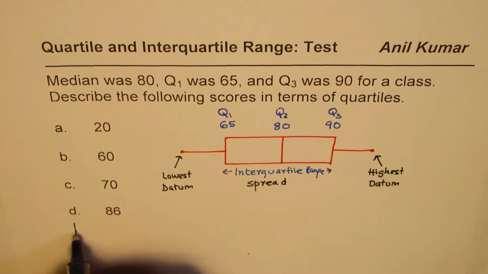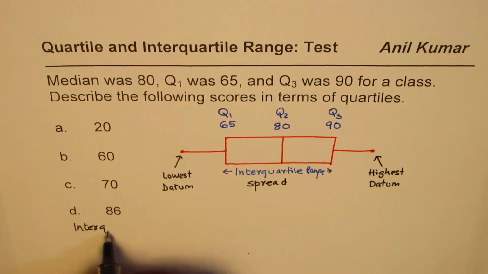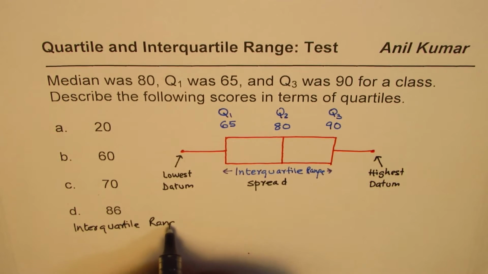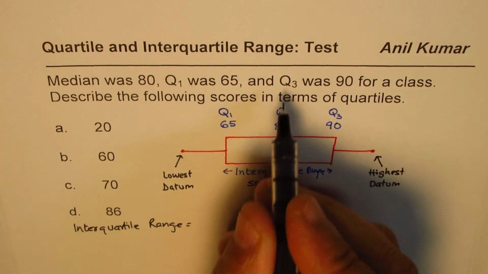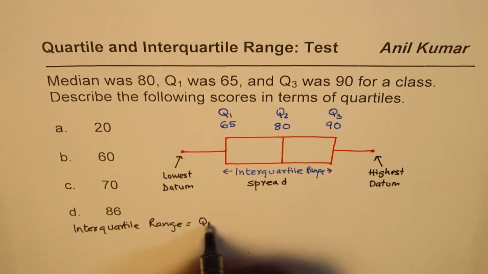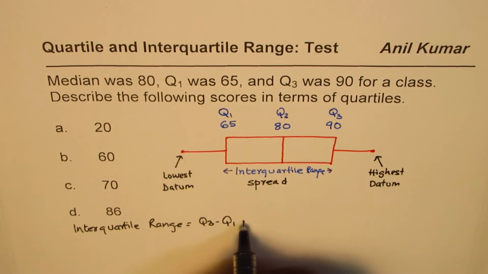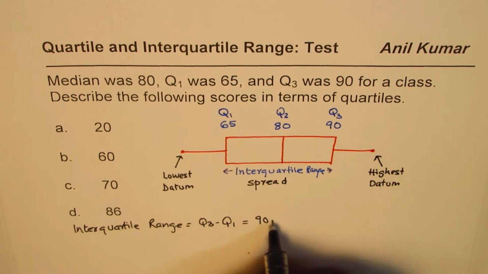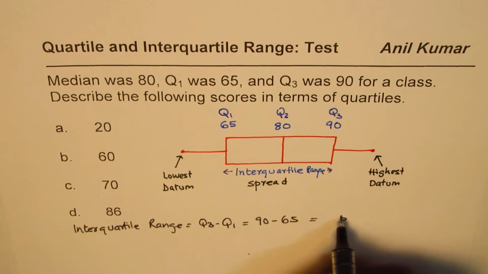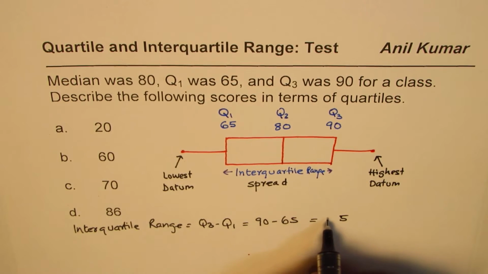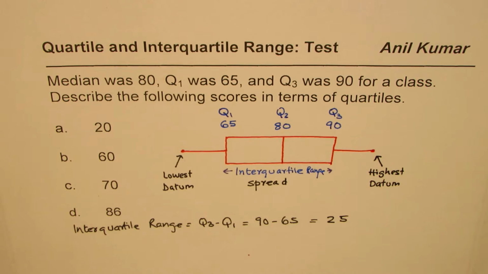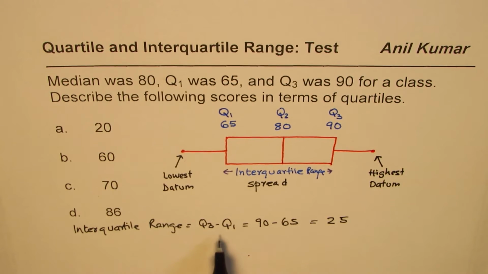So let me write down here, interquartile range. That is equal to Q3 minus Q1. Q3 is 90 minus Q1, which is 65, and that gives us 25. Correct. So 25 is the interquartile range.